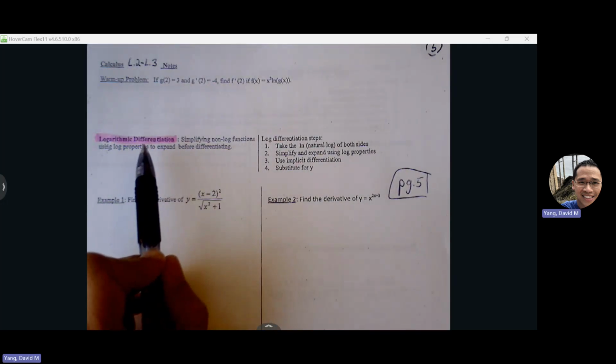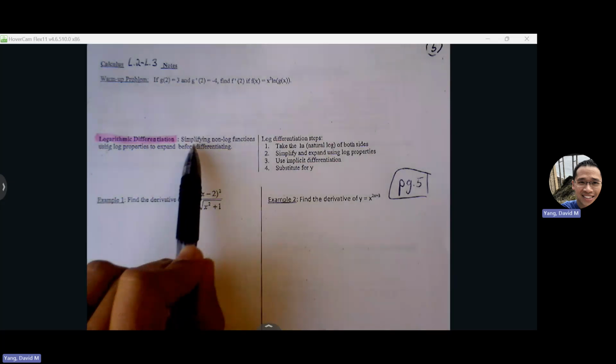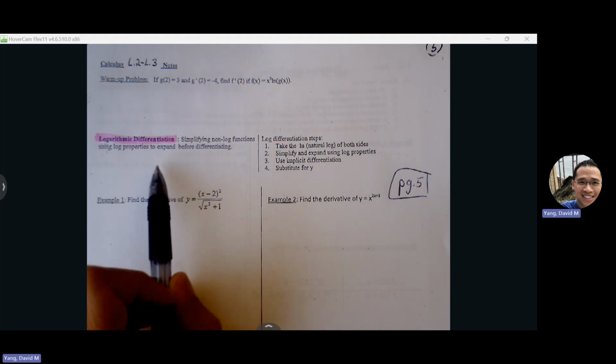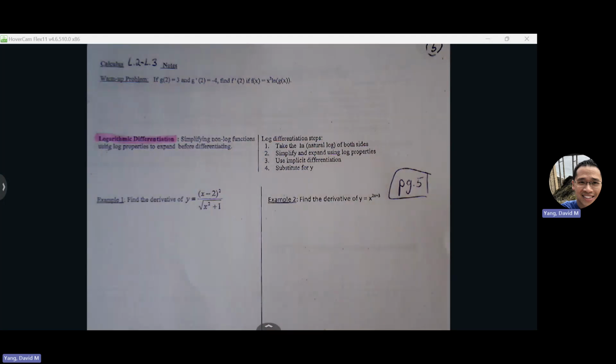So log differentiation is where we take an equation, a function, a problem that has no logs in it, and we introduce logs into the problem. Now, why would we want to do that? The idea is that if we take something and introduce logs into the problem, then we have all these log properties available to us, which allows us to expand and split up problems into individual parts.